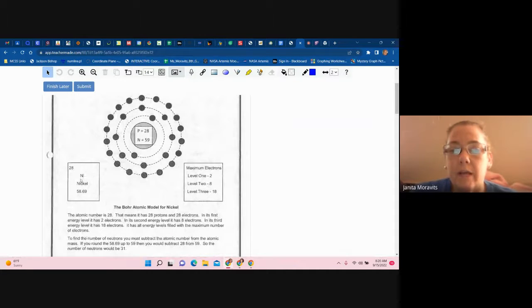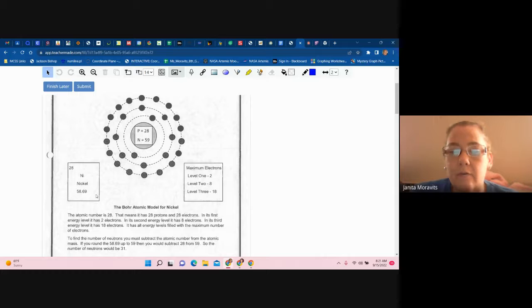First of all, you're going to have an element, and it's going to tell you, remember, this is the atomic number, and that tells us how many protons are in it. And if we know that there are 28 protons in this, we also know that it has 28 electrons, and it tells you all this down here.